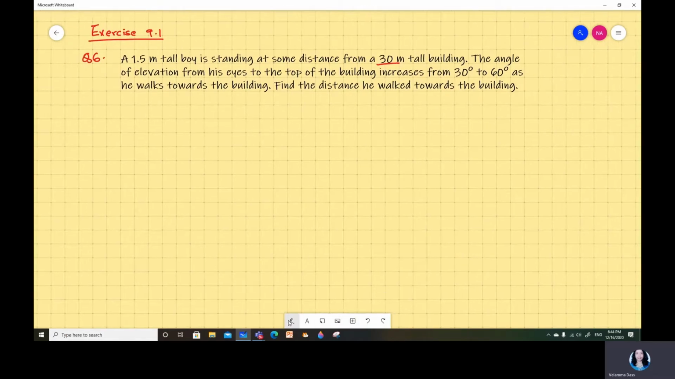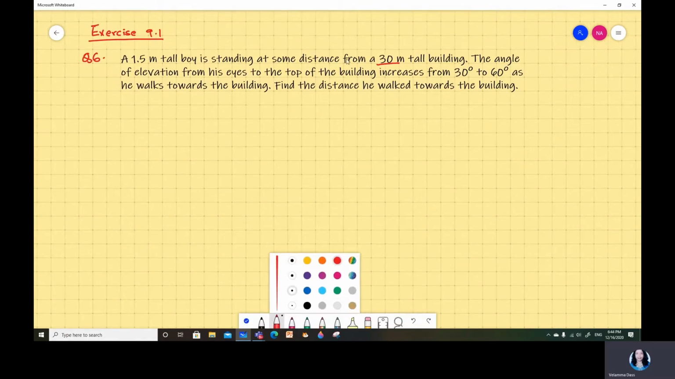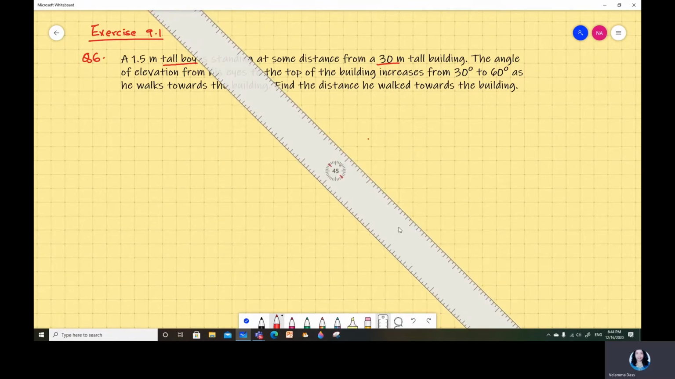From this we understand, once we read the question on application of trigonometry, you all know that first we have to draw the diagram and also identify the objects. Here we can see there are two objects: one is a tall boy and one is a building. The distance between the boy and the building, he is standing at some distance, is not given. This 30 meter is the height of the building. So once we identify the objects, let's start drawing here.